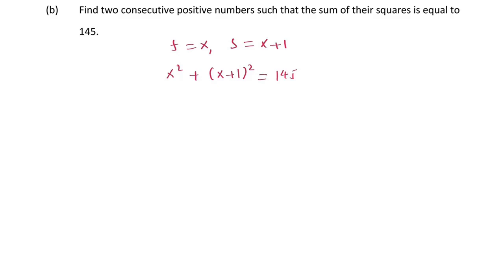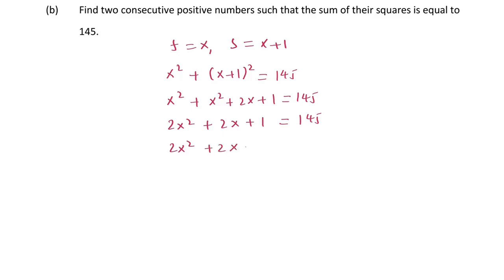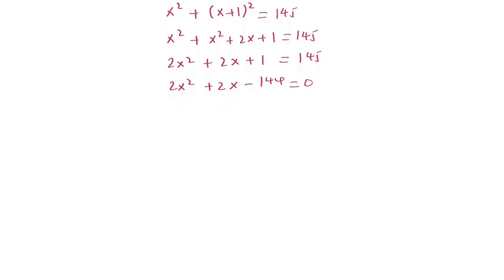Okay, so now let us expand the expression inside the brackets. Then we are having x squared plus x squared plus 2x plus 1 equals 145, which becomes 2x squared plus 2x plus 1 equals 145. Let us now collect the constant terms. We are having 2x squared plus 2x minus 144 equals 0. Okay, so next, to simplify this expression, we are going to divide by 2 on each term. Then our equation is going to be x squared plus x minus 72 equals 0.